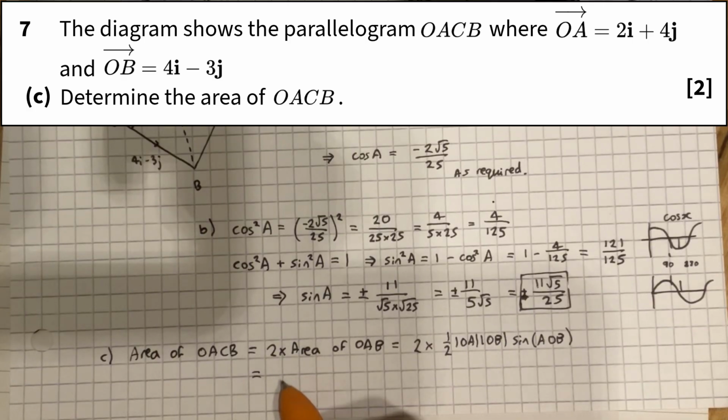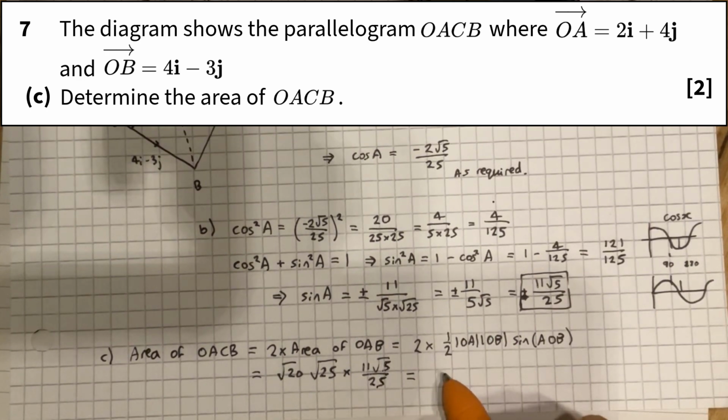The size of OA was root 20 from before. The size of OB was root 25, or just 5. And then the sine of the angle, we just copy and paste the number there in part B, so that's 11 root 5 over 25.